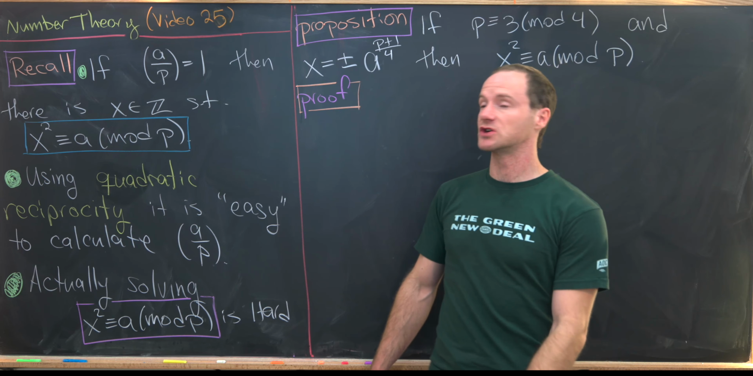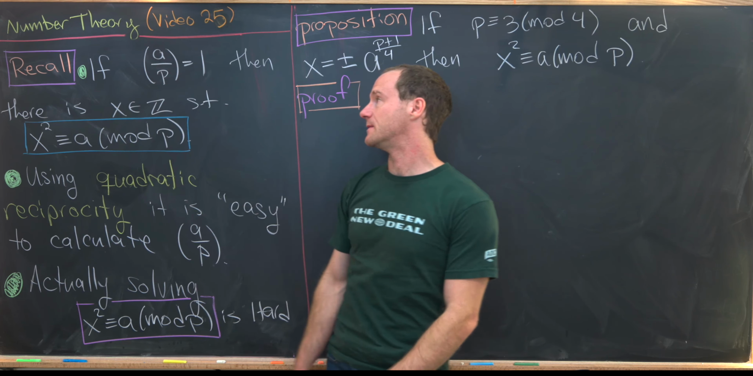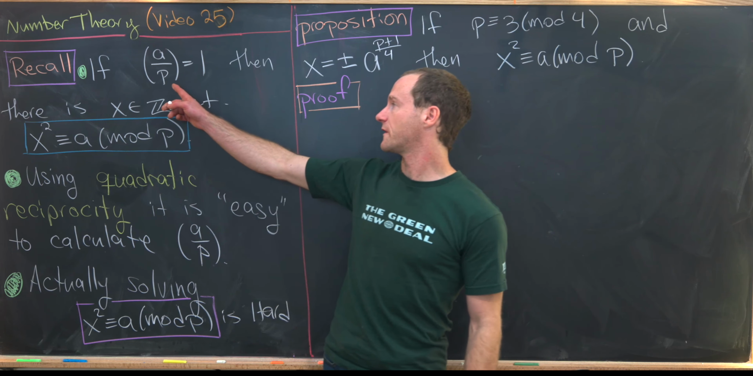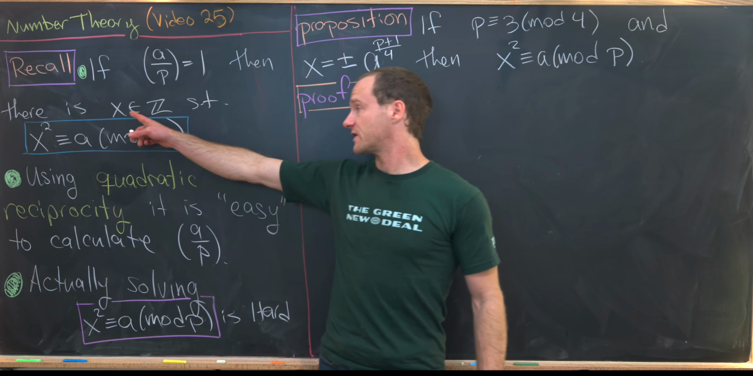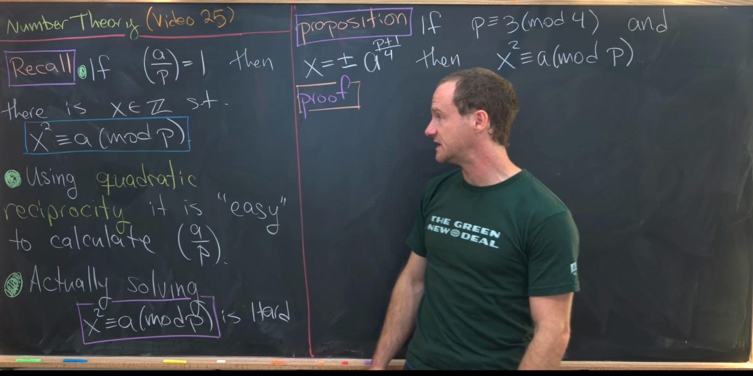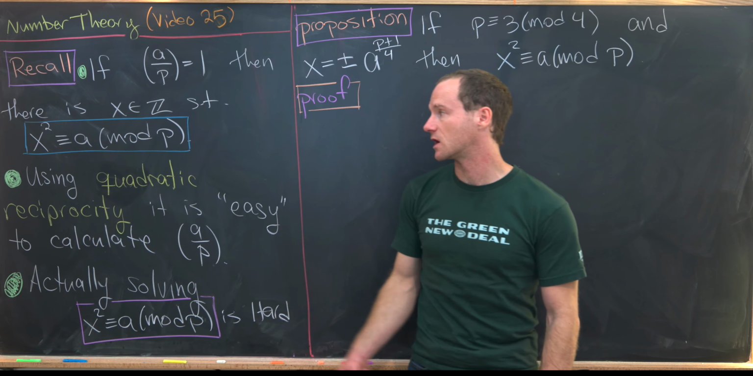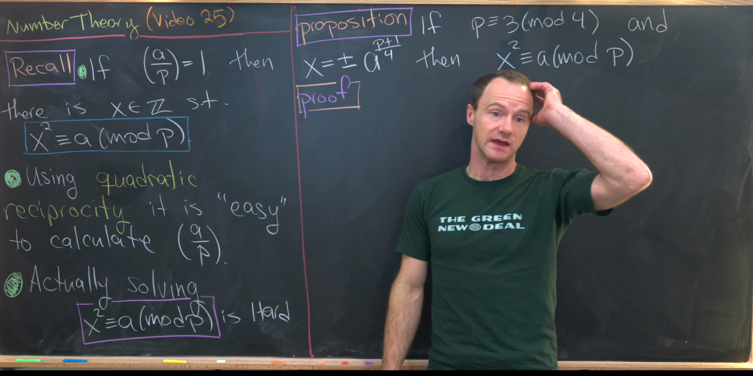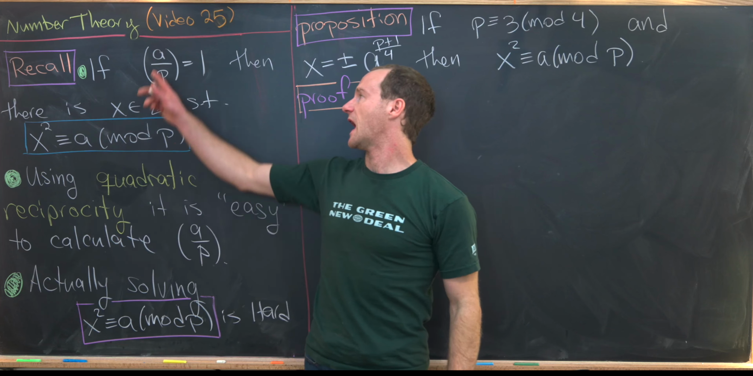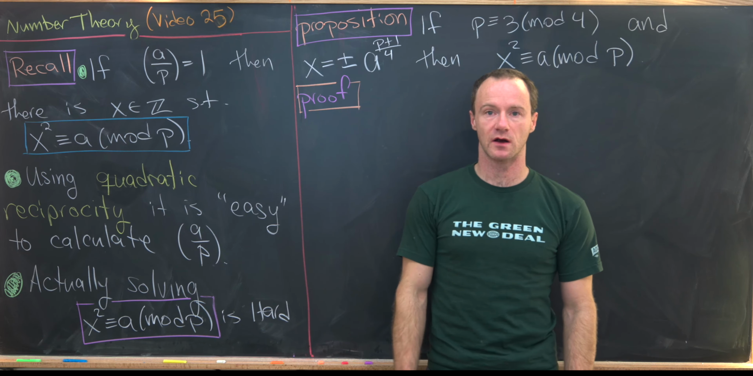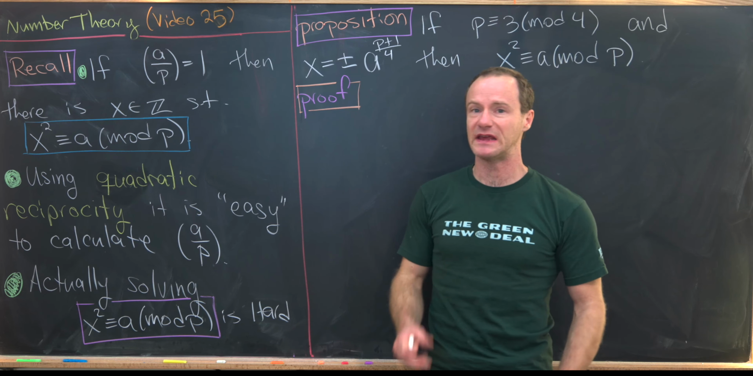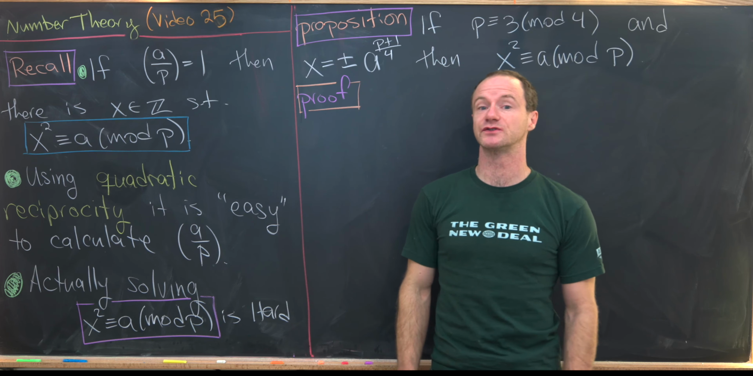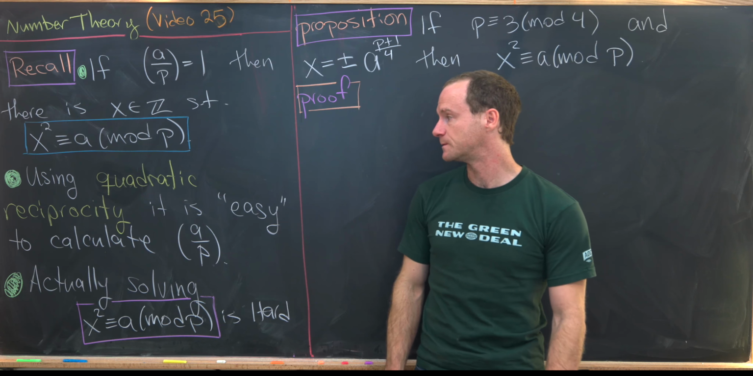First is the Legendre symbol, which we denote by (a/p). Recall that the Legendre symbol has an output of 1 if there exists an x, which is an integer, such that x squared is congruent to a mod p. So in other words, a is a perfect square mod p. I've left out a little bit of a detail here about p not dividing a, but I'll let you review those videos if you need to.